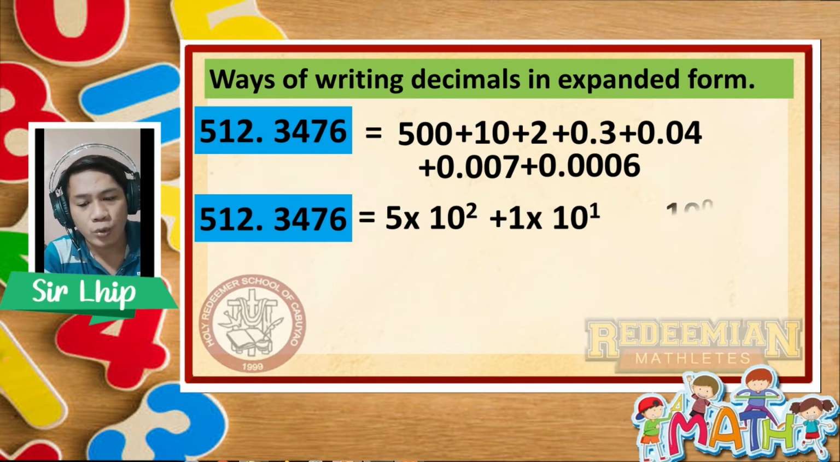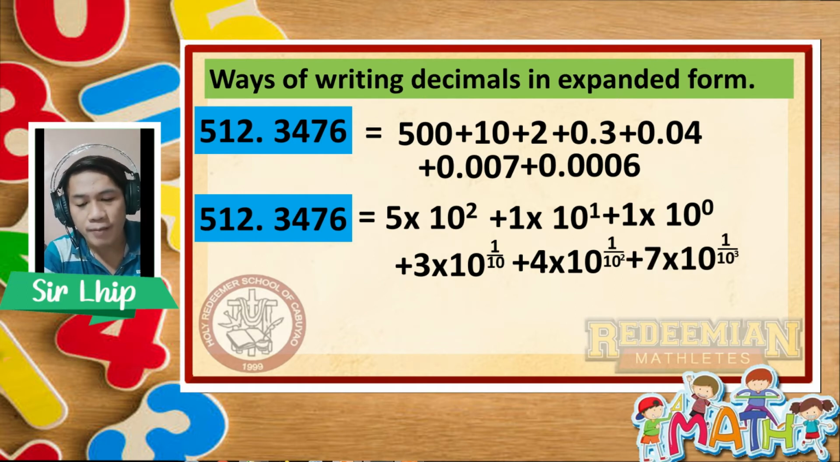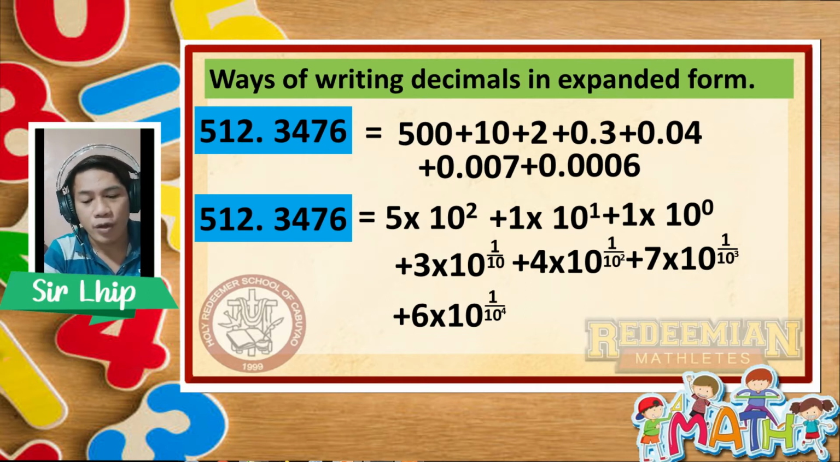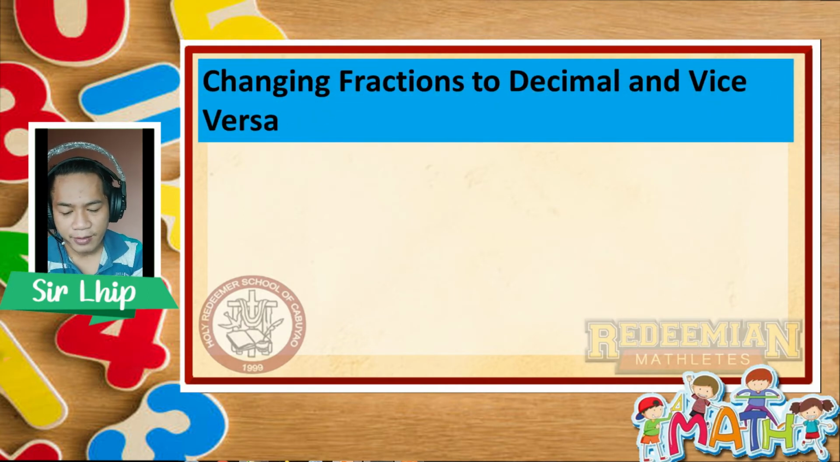By writing this in exponential form, we have 5 times 10 squared plus 1 times 10 to the first power plus 2 times 10 raised to 0 plus 3 times 10 raised to 1 over 10 plus 4 times 10 raised to 1 over 10 squared plus 7 times 10 raised to 1 over 10 cubed plus 6 times 10 raised to 1 over 10 to the fourth power. When we are writing decimals in exponential form, we always use fractions as exponent. Changing fractions to decimal and vice versa.